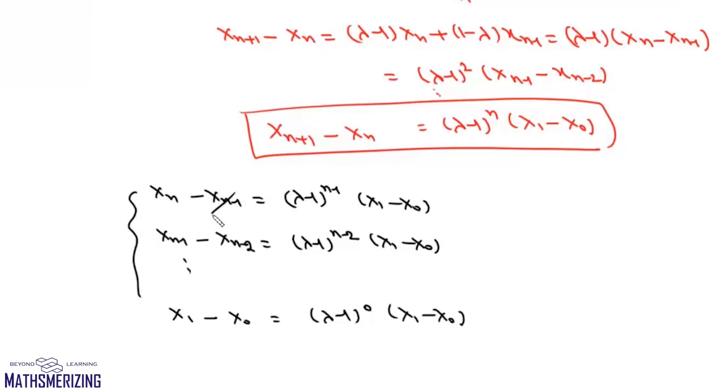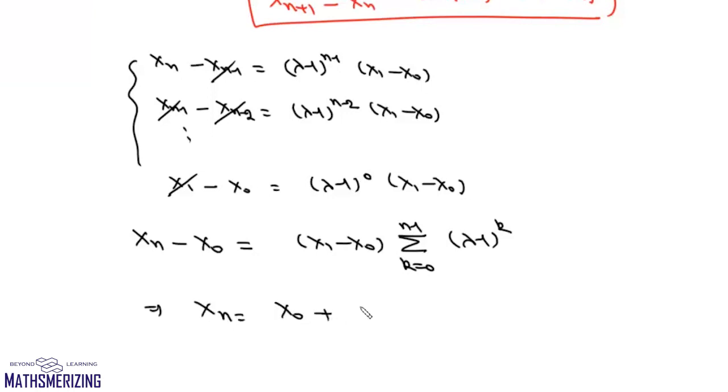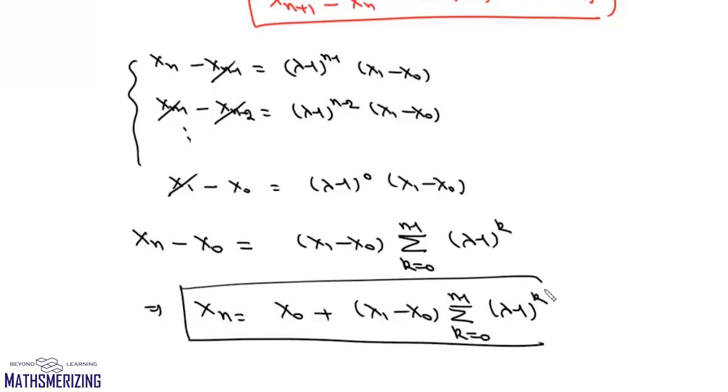Now if we add them all up here, x_(n-1) will cancel, so we'll get x_n minus x_0, and we'll take x_1 minus x_0 common, and then we can add this as this summation of (lambda minus 1) to the power k, where the value of k varies from 0 to n minus 1. So from here we can write x_n will be x_0 plus (x_1 minus x_0) times this summation k varies from 0 to n minus 1 of (lambda minus 1) to the power k. And this is what we need to prove in the first part.